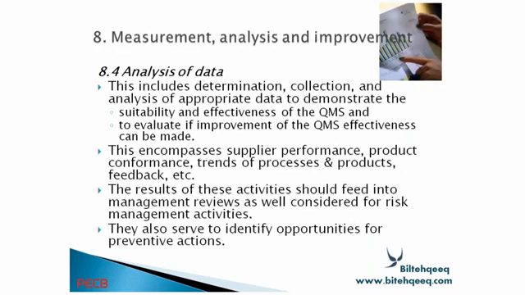8.4 is related to the analysis of data. This includes determination, collection, and analysis of appropriate data to demonstrate the suitability and effectiveness of the quality management system, and to evaluate if improvement of the quality management system effectiveness can be made. This encompasses supplier performance, product conformance, trends of processes and products, and feedback. The results of these activities should feed into management review as well as be considered for risk management activities. They also serve to identify opportunities for preventive action.